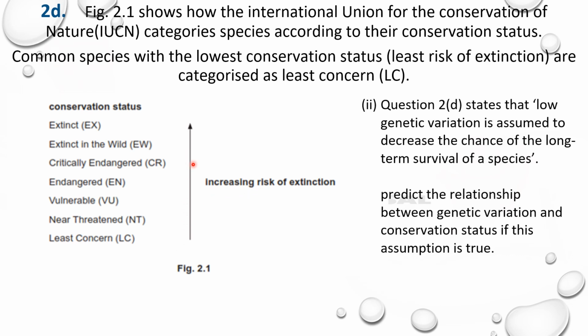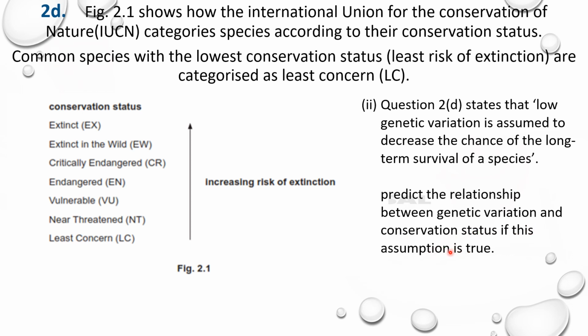So let's look at what the question says. Question 2D states that low genetic variation is assumed to decrease the chances of long-term survival of a species. We said it, right? Because there'll be fewer beneficial alleles, and then fewer organisms are able to adapt, small population, all right? And of course, change in selection pressure will affect all of them. So that's what it's trying to say here. It's to predict the relationship between genetic variation and conservation status.